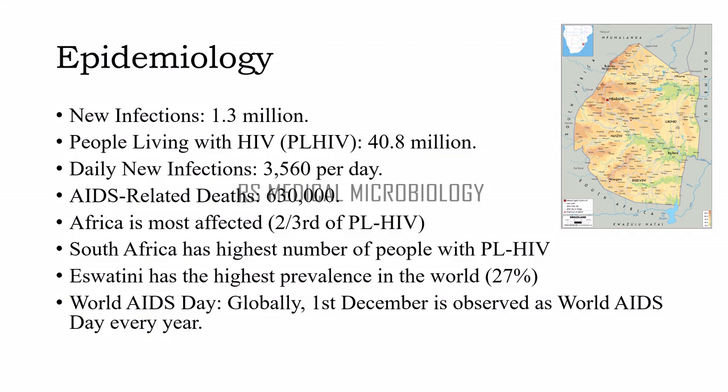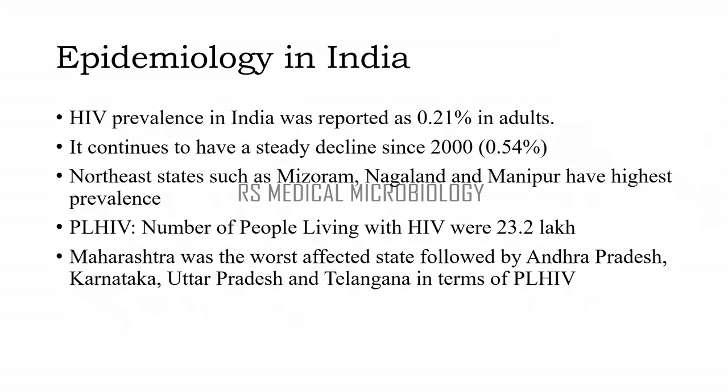So to create awareness and to make sure that this particular disease is curtailed, we celebrate World AIDS Day on 1st December every year. When you look at the Indian scenario, you have a prevalence of around 0.21% in adults, and it is slowly declining. Mostly the northeastern states have a high prevalence. As far as 2024 statistics are concerned, around 23.2 lakh people are living with HIV. Maharashtra is the worst affected, followed by Andhra Pradesh, Karnataka, Uttar Pradesh, and Telangana.